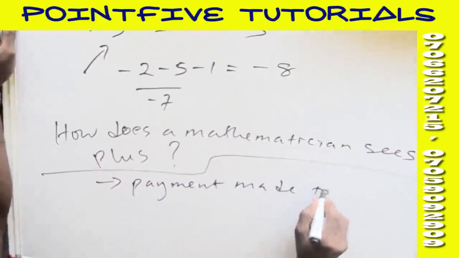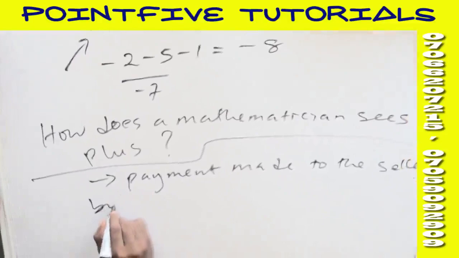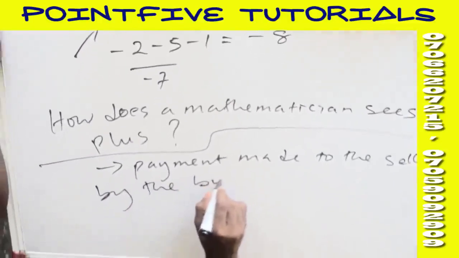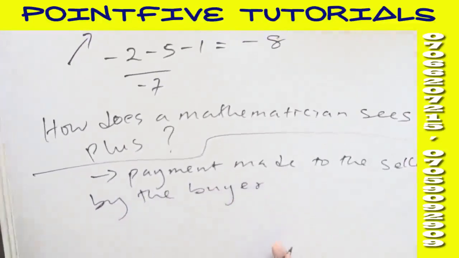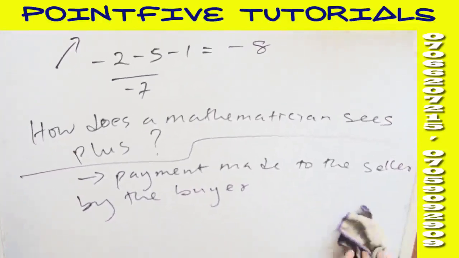made to the seller by the so-called buyer. So the seller must be paid. When you are paying the seller, you are giving the seller money, it has to be positive.